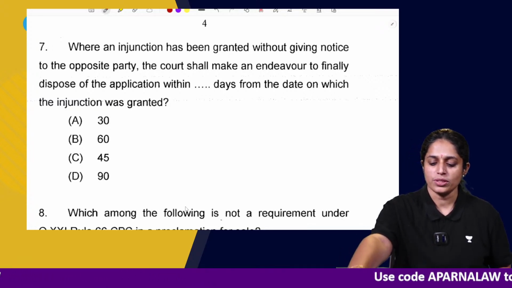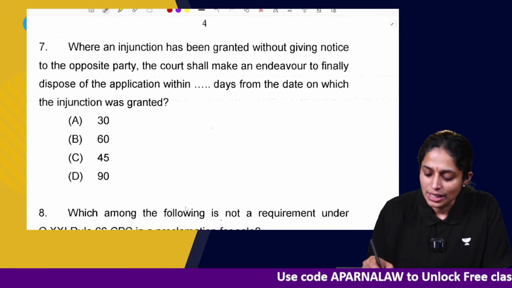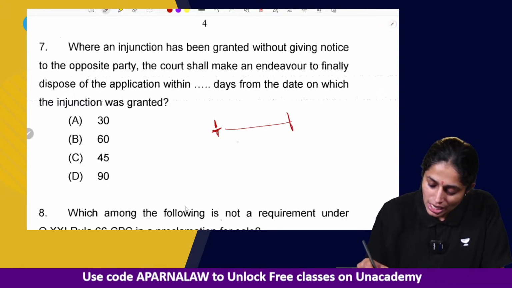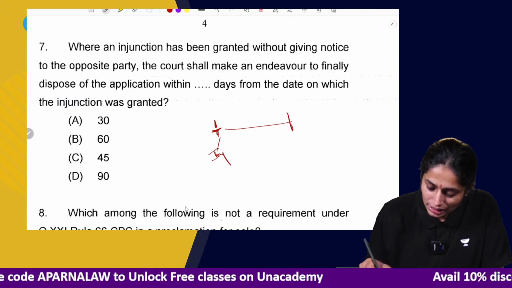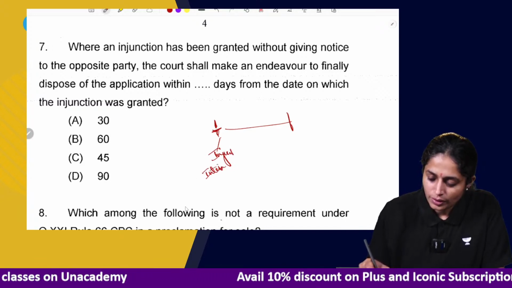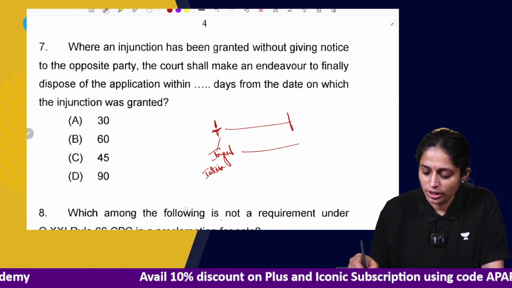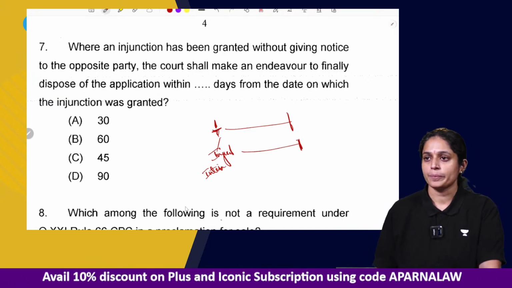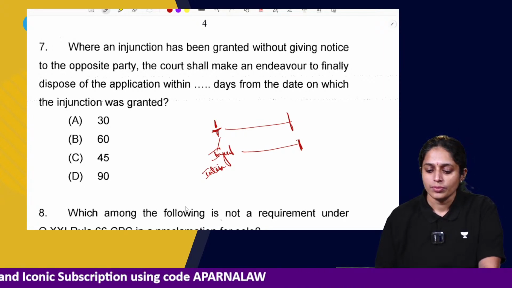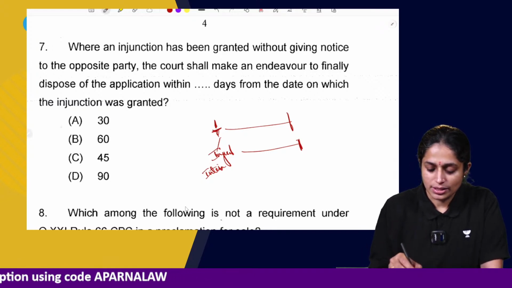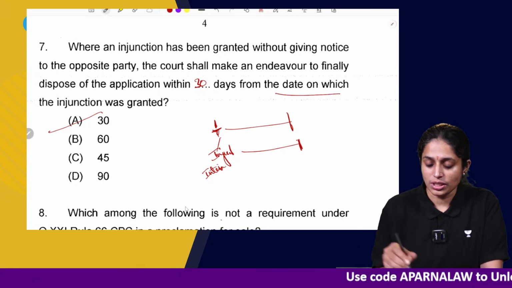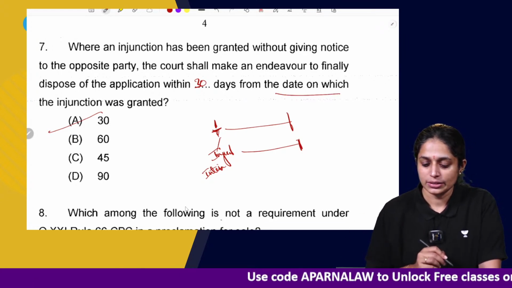What is the answer for the seventh question? Within how many days does an injunction application have to be disposed of from the date on which the injunction was granted? If an interim injunction was granted, then the finality of this order, when should it be disposed? Yes, it is within 30 days from the date on which the injunction was granted.